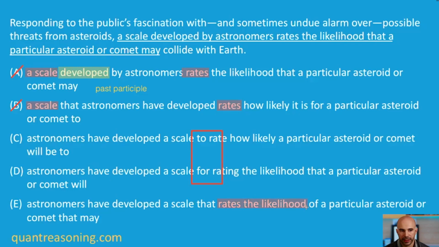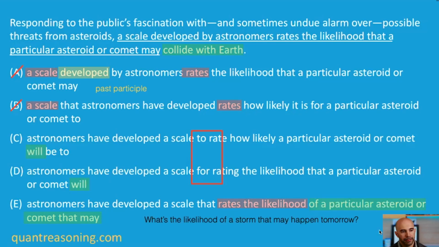It's a scale that rates the likelihood of what? Of a particular asteroid or comet that, so now we're getting another that, describing the particular asteroid or comet, a particular asteroid or comet that may collide with Earth. Does anybody see anything wrong with this?